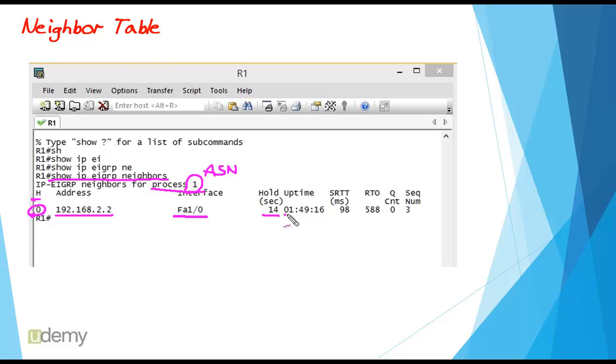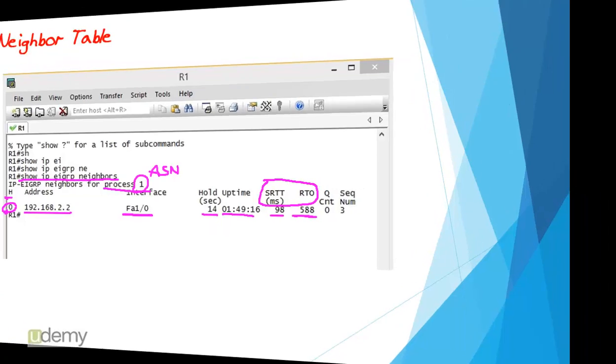The uptime is the time since this relationship was formed. The SRTT stands for smooth round trip time, which is the delay between the updates and the acknowledgments, and the RTO is the retransmission timeout. I will discuss these 2 concepts in the update process. So you see a typical neighbor table.